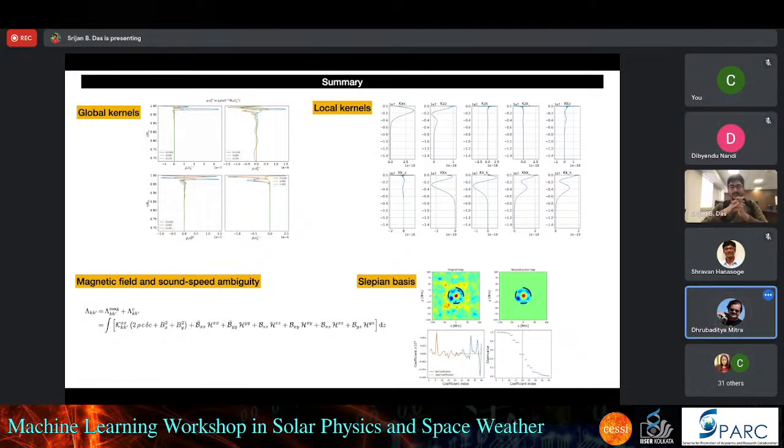Yeah. Can I ask a quick thing? Sure. So it seemed to me that in some parts you are basically thinking there is a vertical magnetic field.